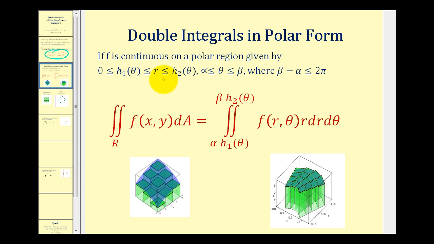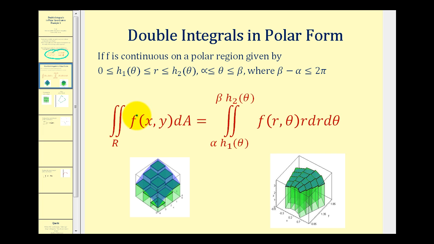We also talked about how if f of x y is a continuous function on a polar region, defined as we see here in terms of r and theta, then we can convert this double integral in rectangular form into a double integral in polar form. And if the region of integration is easily defined in terms of polar coordinates, it's often easier to integrate in polar form. But there are a couple important things to remember when doing this conversion.